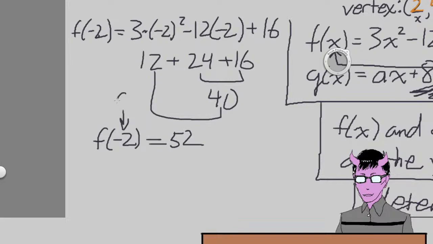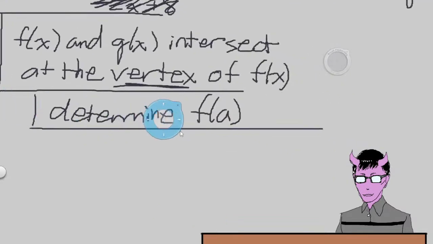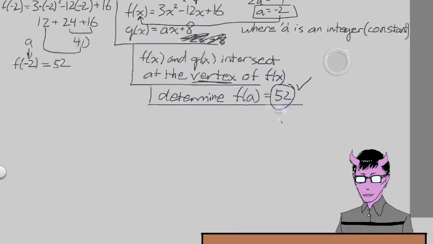Because remember, the a value is negative 2. We found that. And once you crunch the numbers, you get 52. And that should be our answer. So determine the value of f of a. That's simply 52. Should be good to go.